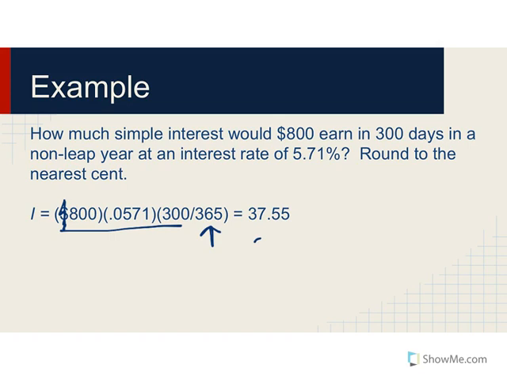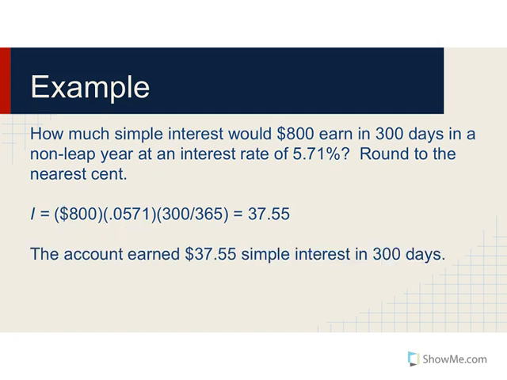leaving us with 37.545. But since that number is 5 or higher, I now have to round that number up to the next highest one, giving me a 5. So now I'm going to go ahead and write my complete sentence. My complete sentence says the account earned $37.55 of simple interest in 300 days.